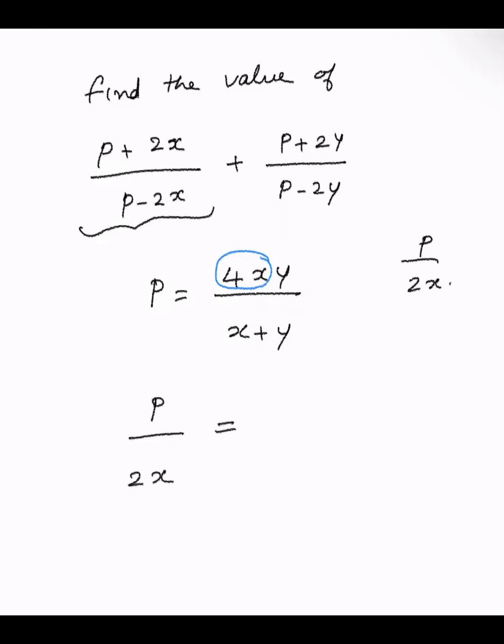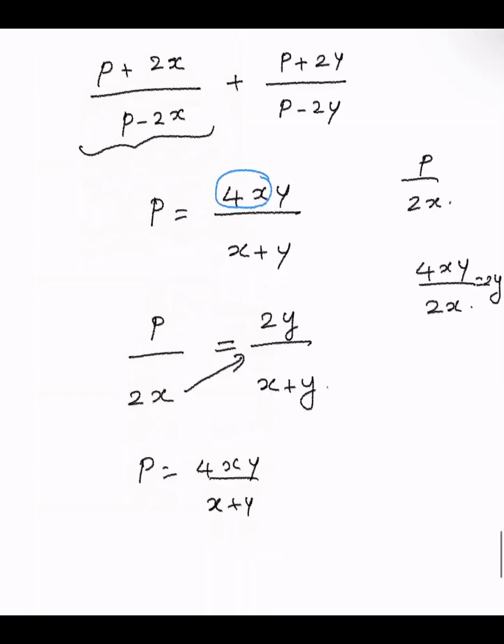So what is left? When I am taking 2x from there, what is left is 4xy divided by 2x. What is that? 2y, no? When I take 2x from there, I'm left with 2y divided by x plus y. If I take this 2x to the other side, don't you think you are getting 4xy itself? Now you apply componendo and dividendo.